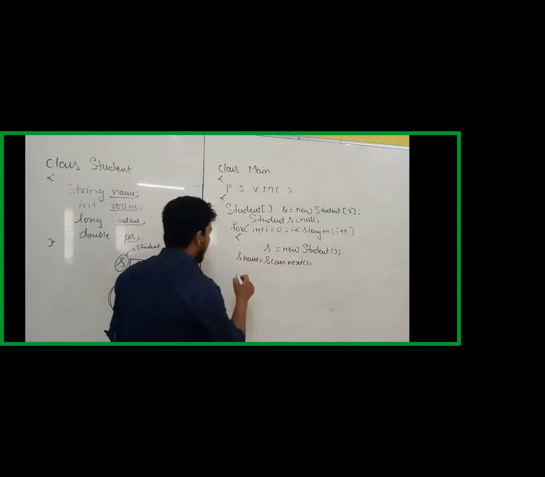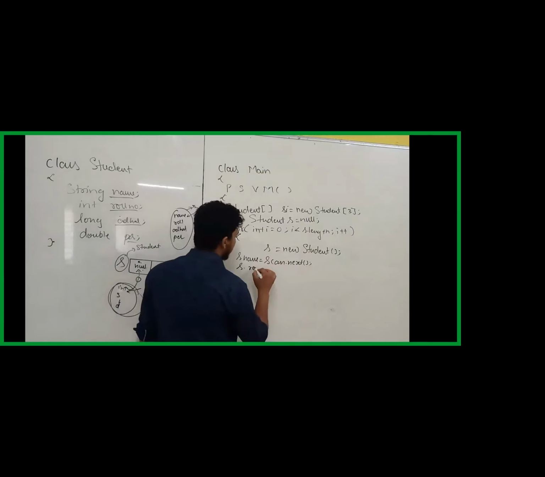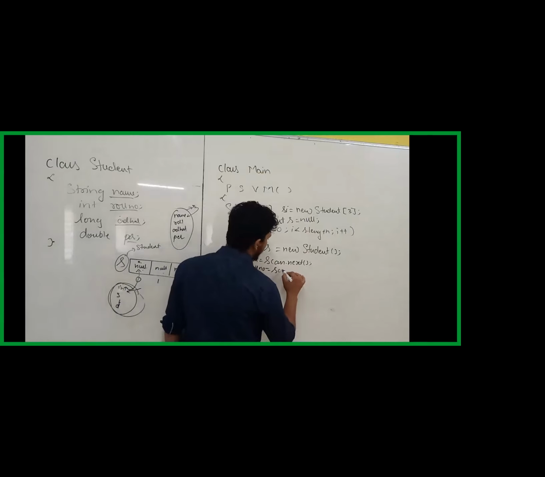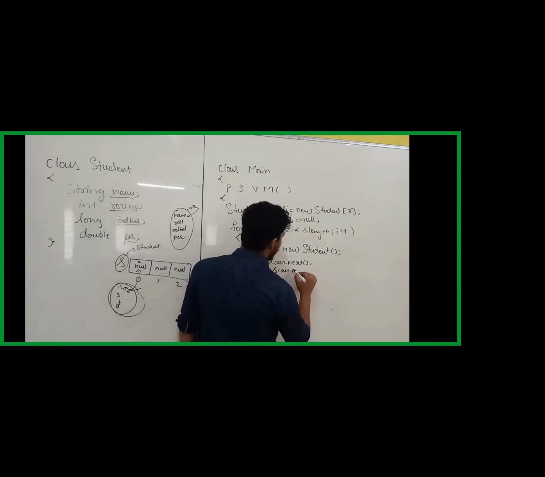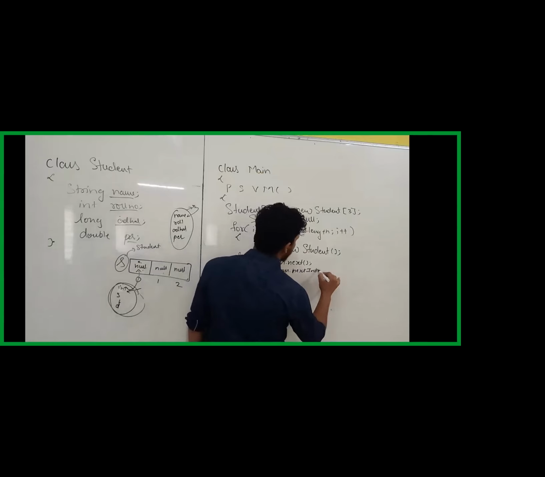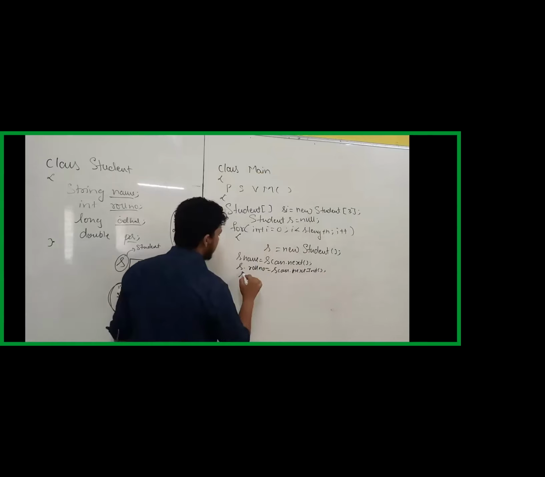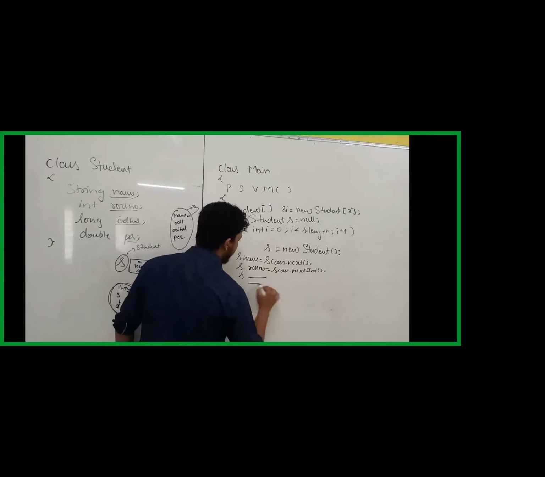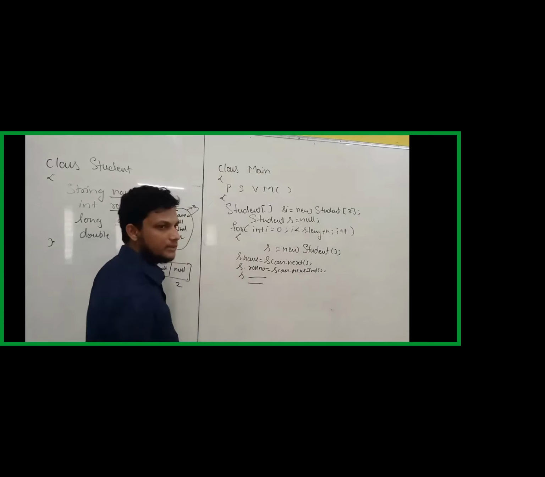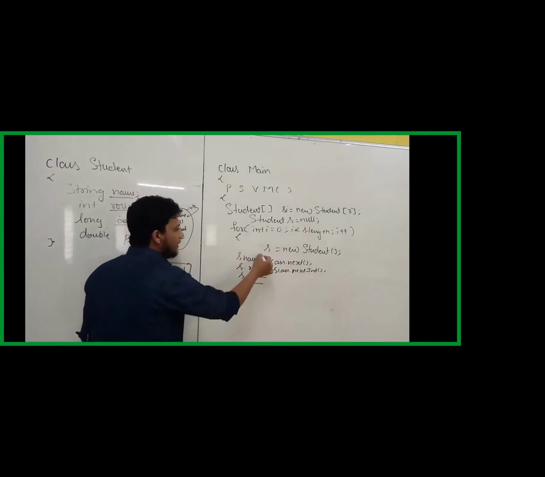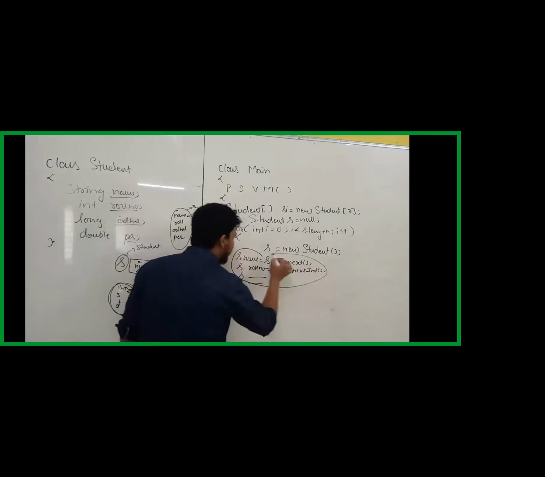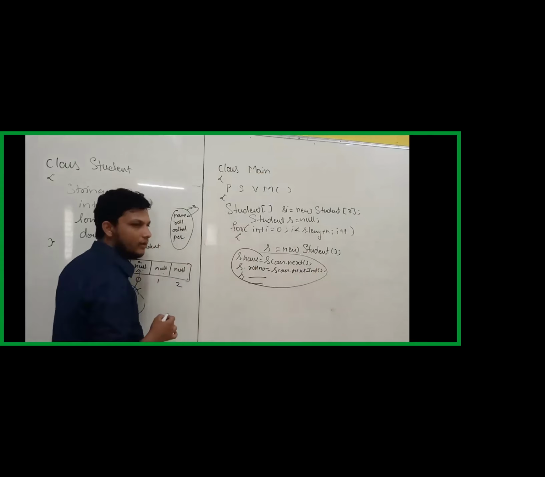I'll write ys.rollNumber is equal to scan.nextInt. Then ys.Aadhaar, and the percentage I'll store as well. Then what I'll do now: the entire data I'm keeping in one object. Yes or no?